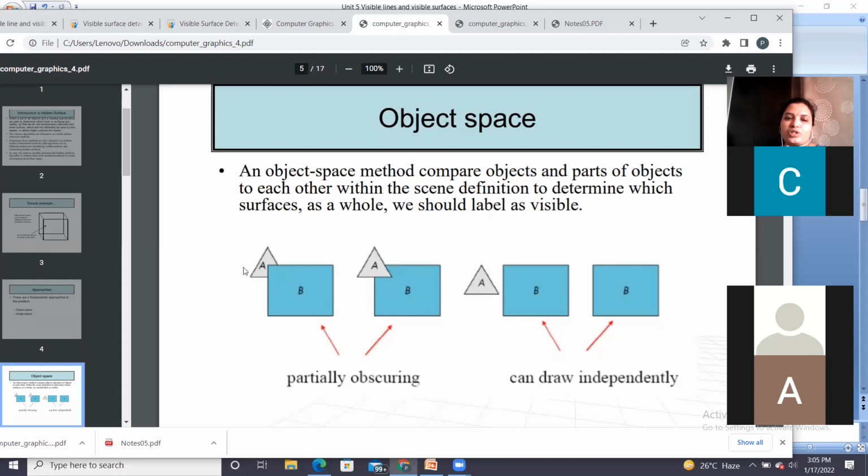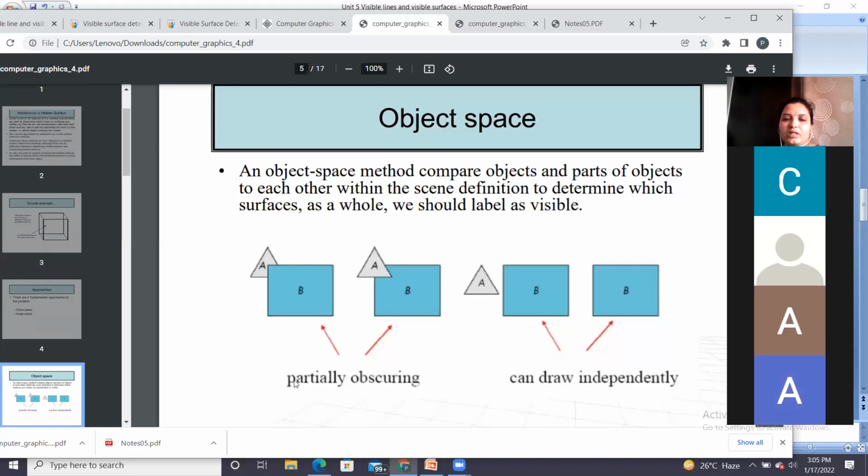So a portion of A is on the back side. Here the portion of A is at the front side, and that is why we are having partially obscuring or partially overlapping objects. Partially overlapping is one example, and second is when the objects are not overlapping, then we can draw them independently. So there we don't have to go for this object space detection or visible surface detection.